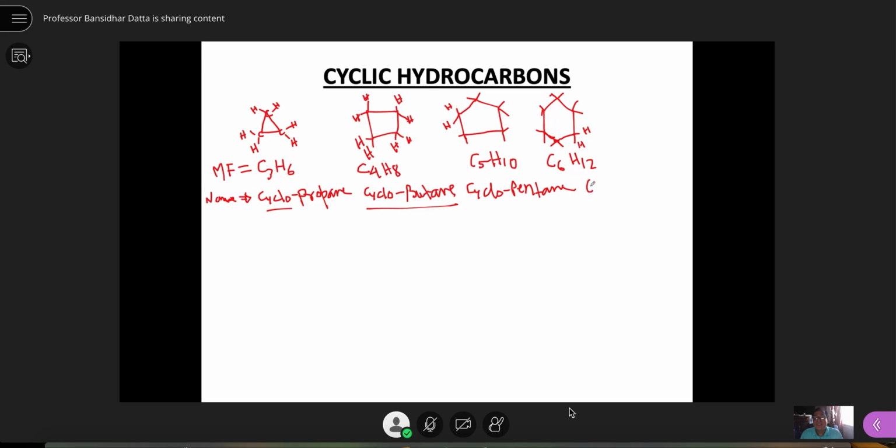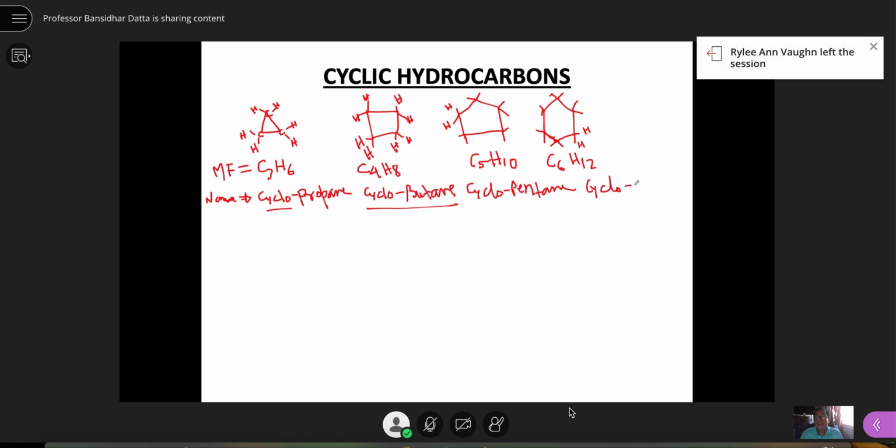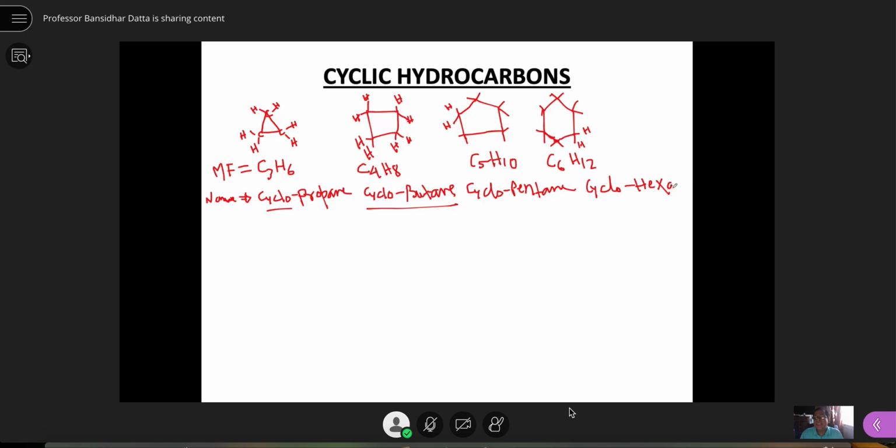Cyclopentane. Next one is cyclohexane. A-N-E. It's saturated, no double bond. That's why they are called A-N-E. Remember A-N-E stands for saturated. Alright. So what is the general formula of a saturated cyclic hydrocarbon?